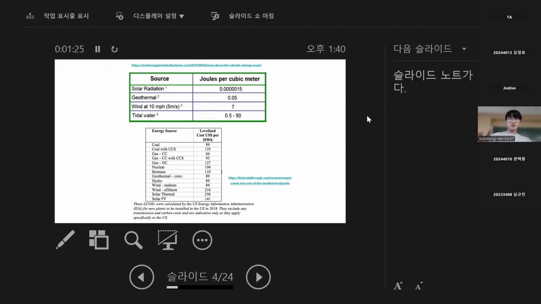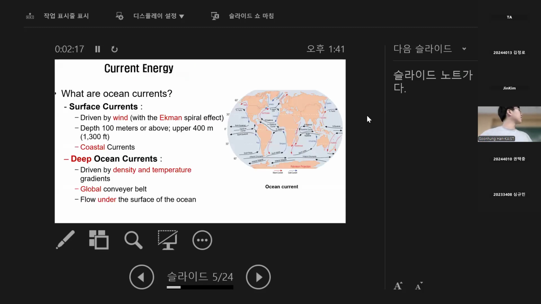The lower table is about the energy source and cost efficiency. Nuclear energy has a lower cost efficiency, but as you can see, biomass, geothermal energy, and onshore wind energy have much higher cost efficiency compared to other energy sources. So current energy, wind energy, and geothermal energy have nice cost efficiency. So let's talk about current energy.